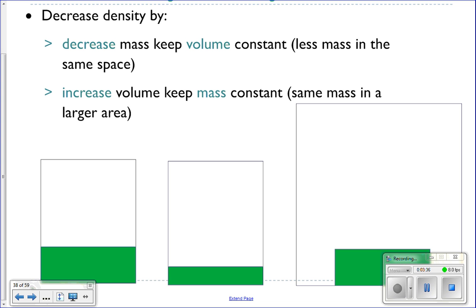You can also decrease density if you increase the volume. Again, starting with the original amount of green stuff, if you increase the amount of space it's in, you will decrease the density. That's the picture all the way on the right. The amount of green stuff is the same, but it's in a bigger box. It's in more space, so the density has decreased. So you can decrease density by decreasing mass or increasing volume, or you can increase density by increasing mass or decreasing volume. All those different things will change the density of an object, and that's going to come into play as we talk about water and the density of water and how it can change.